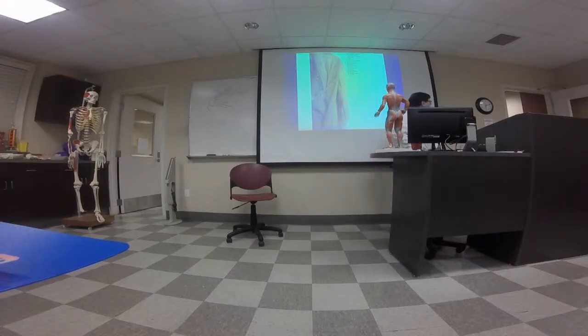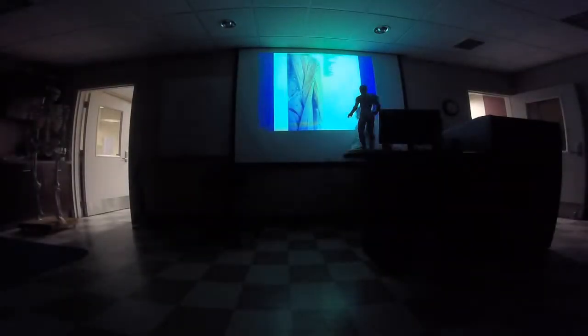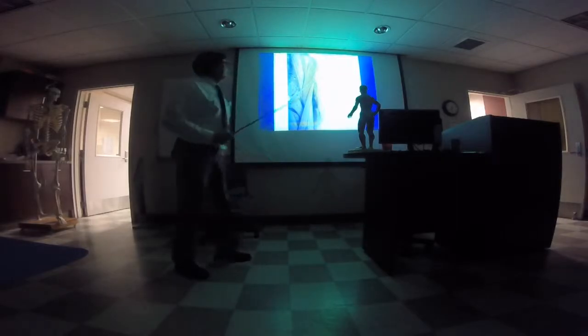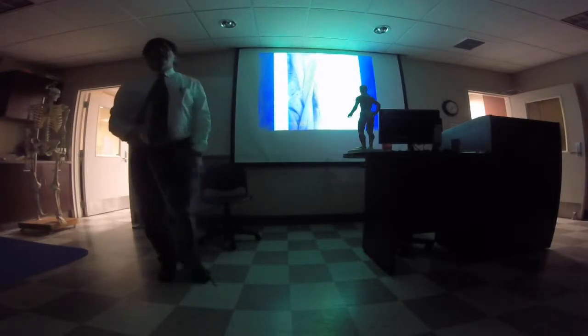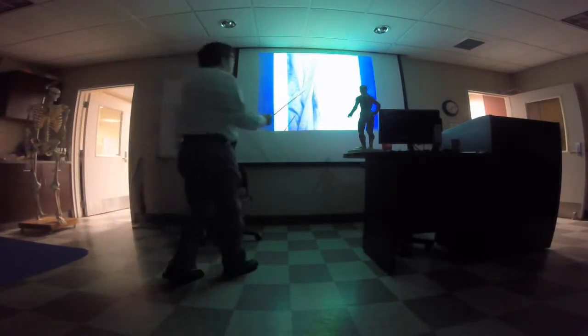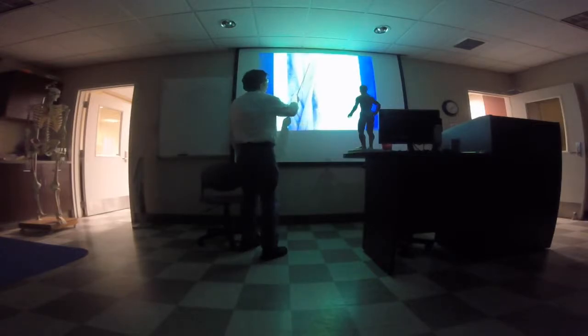Look now at the muscles of the lower extremity. What is this structure here? Inguinal ligament. Right? And this looks like the iliac crest. What is this right here? This is the anterior superior iliac spine.